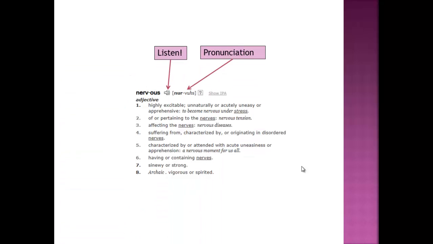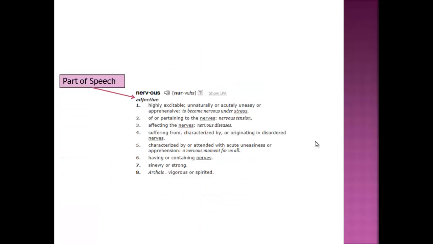Next thing you might possibly find is a pronunciation. Nice thing about online dictionaries is that it oftentimes gives you a little speaker or a little icon that you can click on, that lets you listen to the word said out loud. So not only do you see the pronunciation, but you can also hear it. Another piece of information it gives you is the part of speech. So for instance, this is an adjective.